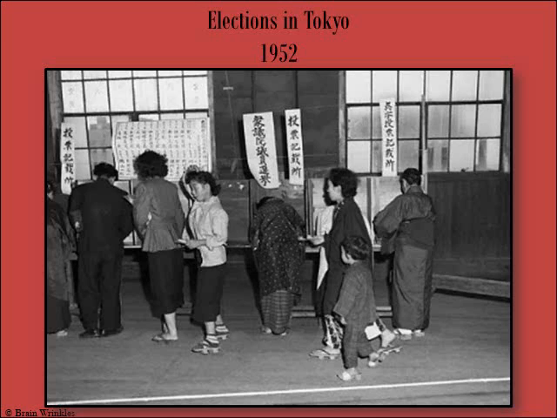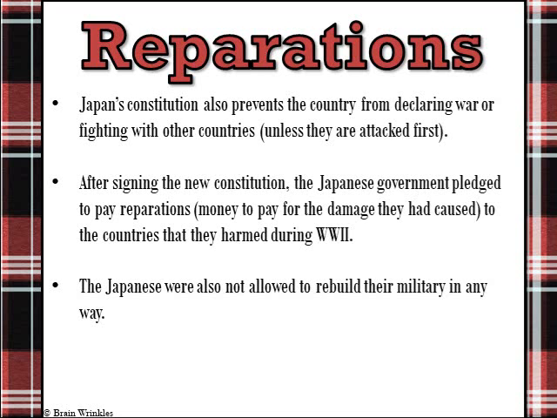These are elections in Tokyo in 1952. Reparations. Japan's constitution also prevents the country from declaring war or fighting with other countries unless they are attacked first. After signing the new constitution, the Japanese government pledged to pay reparations, which is money to pay for the damage they had caused, to the countries that they had harmed during World War II. The Japanese were also not allowed to rebuild their military in any way.